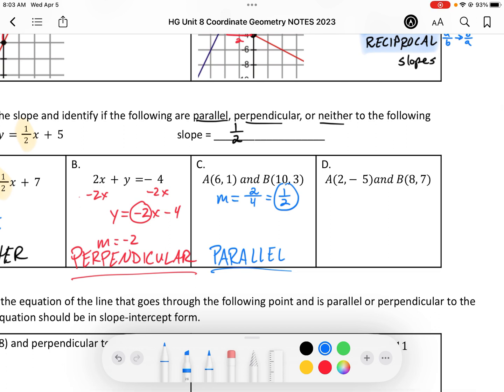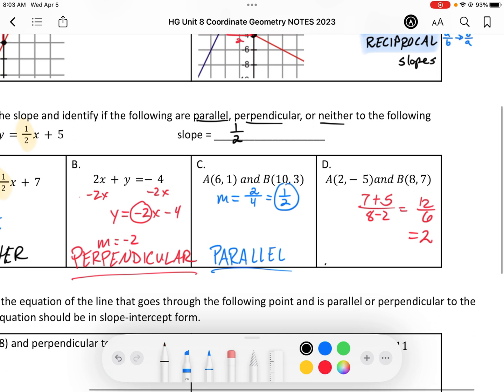And then for D, if I do my rise over run, that's 7 minus negative 5, or 7 plus 5. And then for the run, that would be 8 minus 2. So that would be 12 over 6, which is a slope of 2. Now that is the reciprocal of 1/2, but it's not opposite. So since it's not both of those, we again say neither.